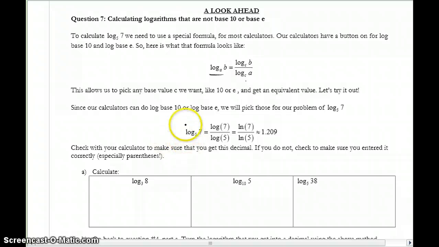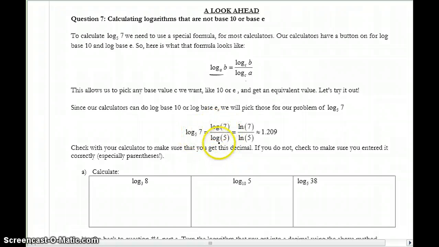So here we have an example. If you have log base 5 of 7, I can't plug log base 5 into my calculator. So what I can do is rewrite using two logarithms, log base 10 or natural log, log base e. The number in the numerator of the fraction on top is always the input to the logarithm. So here we had log base 5 of 7, so we have log of 7, divided by log of what the base was, so log 5.